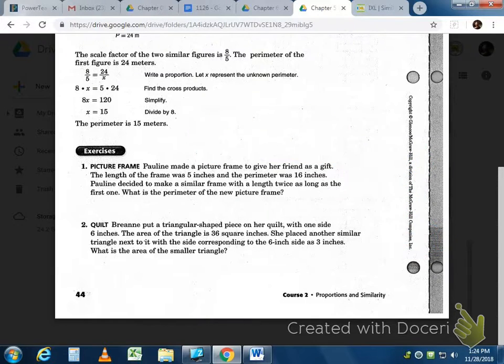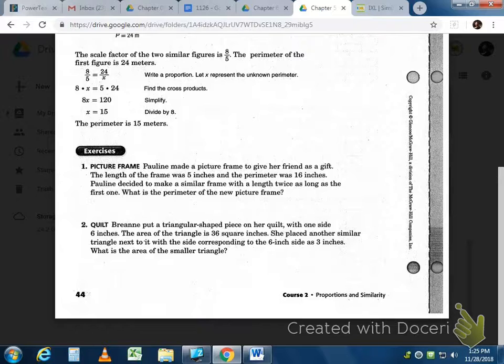Okay. Now, on number 2, it says Brienne put a triangular shaped piece on her quilt with one side 6 inches. The area of that triangle is 36 square inches. She placed another similar triangle next to it, and the side corresponding to the 6 inches is 3 inches. What's the area of the smaller triangle?